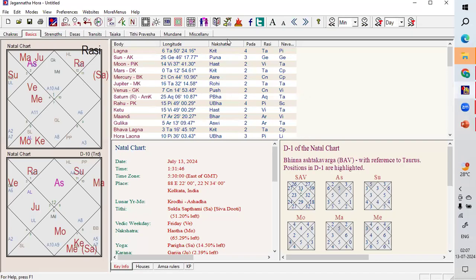Also, you see in the zodiac also, just a moment.